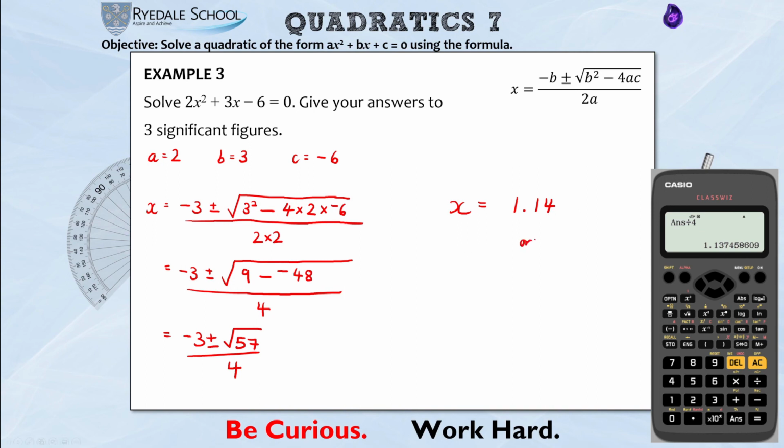Now let's do the negative solution. We have -3, take away the square root of 57, equals, divided by 4, turn it to a decimal, and on this one it is -2.64. Again, the 7 telling us to round that last digit up.